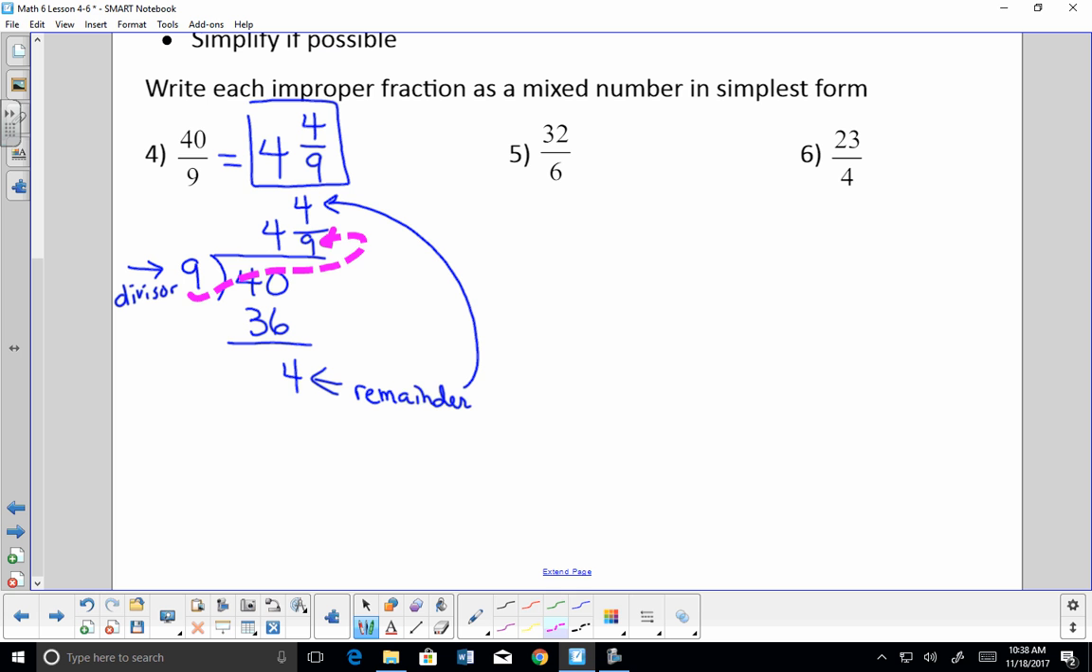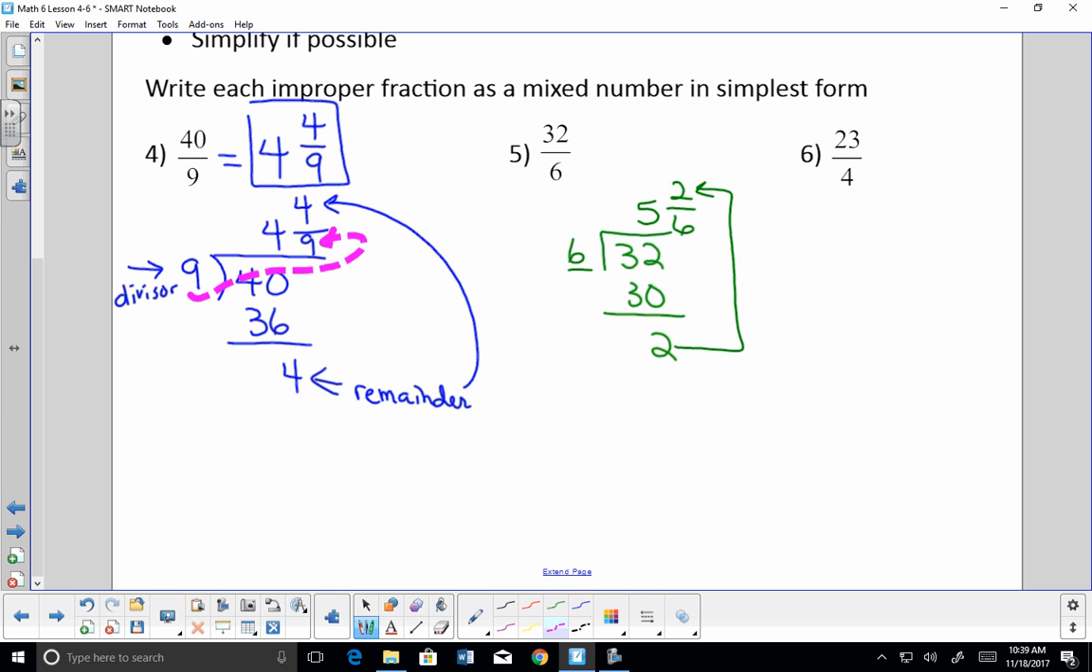32 over 6. Let's look at this one. We divide the top number by the bottom number. Bottom number goes into top number. 6 goes into 32. 6 times 5 is 30. 32 minus 30 is 2. So I have 5 and 2 sixths. Because this becomes my numerator and the divisor becomes my denominator.